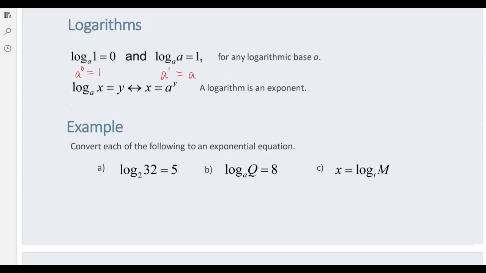In this example, they want us to rewrite these as exponentials. This is saying 2 is the base, the exponent is across, 2 to the 5th power is equal to 32. That's true. We're going to have things with variables in them that we're trying to find the missing value for. So we'll have something more like letter B, where a is the base, a raised to the 8th power is equal to some letter Q. Letter C is written kind of in the opposite way, but the base is t, the exponent is across the equal sign, t to the x power is equal to m. We could put this in parentheses, and when something's in parentheses, and that's what we're taking the log of or the function of, that's called the argument.